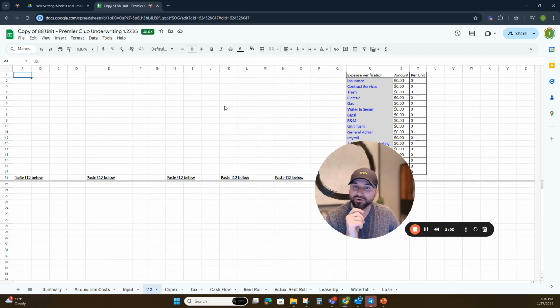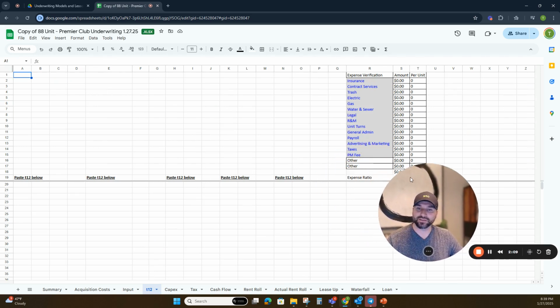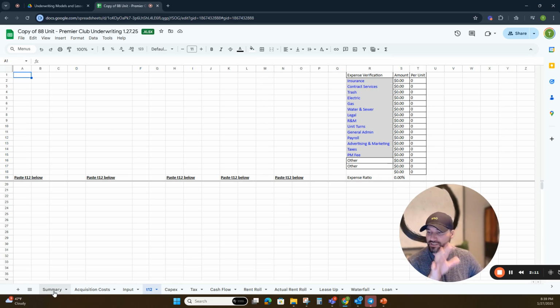The T12, that is our profit and loss. Basically it has our income and our expenses and our capital expenditures. I didn't include the details here because I wanted to get to the summary and the nuts and bolts, but to really round out the underwriting, you can paste the T12 below, input the data, and do the expense verification once you actually verify it.